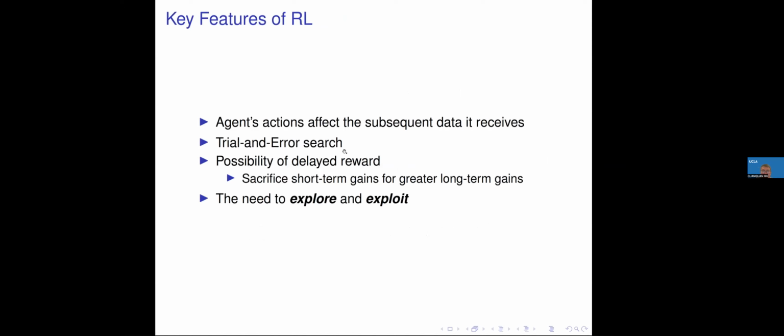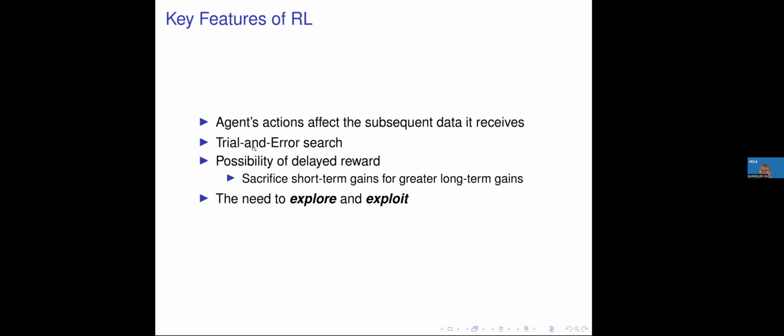And there are some key features of reinforcement learning. For example, the agent action will affect the subsequent data it will receive. The reason is by taking different action, it will affect the state transition. And the state transition is like a random process. So therefore, the agent's action will have some long-term impact on the future data it will receive from the environment.